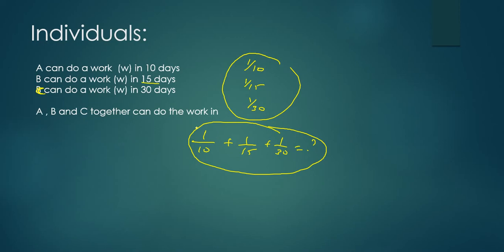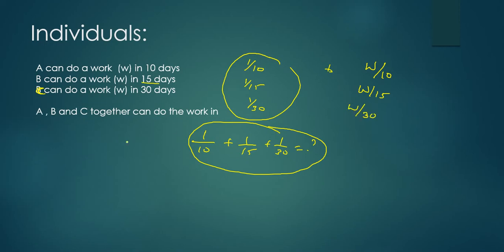As we don't know the total work, assume the total work as W. Okay, so A can do the work in 10 days. It means in 10 days A is doing how much work? W units of work. So W by 10. A's 1 day work is W by 10. B's 1 day work is W by 15. C's 1 day work is W by 30.